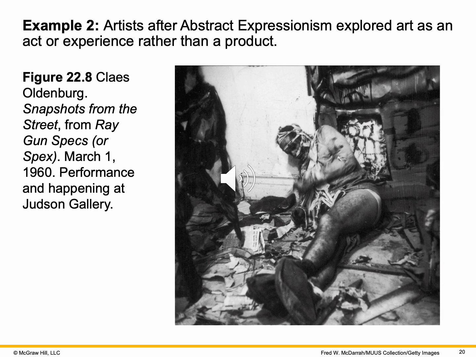Claes Oldenburg's Snapshots from the Streets was staged in 1960 as part of a larger happening titled Ray Gun Specs, or Specs. Oldenburg performed Snapshots as an invented character called Ray Gun, an alter ego that the artist described as rude potency and vulgar art, a savior and a destroyer.